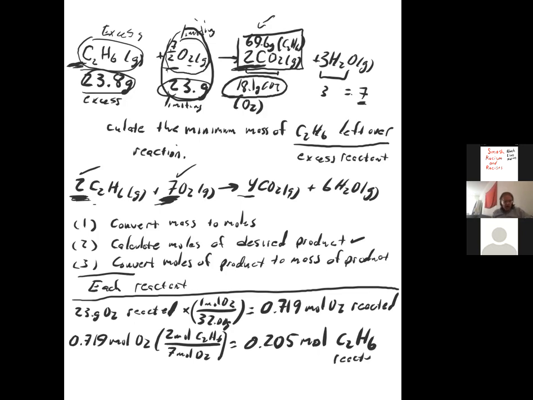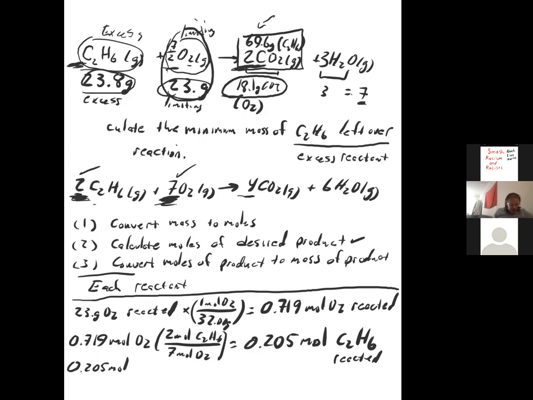Isn't that easy? In order to figure out how much of the excess reactant reacted, all you got to do is figure out how many moles of the limiting reactant you have and use the coefficients to figure out the moles of the excess reactant that reacted. Okay? That's kind of cool. So now let's convert that to grams.